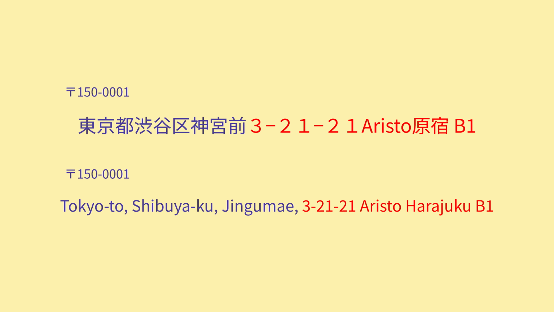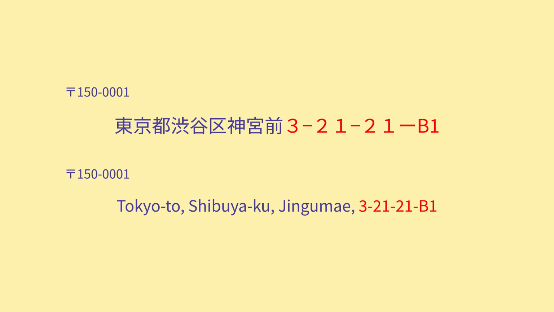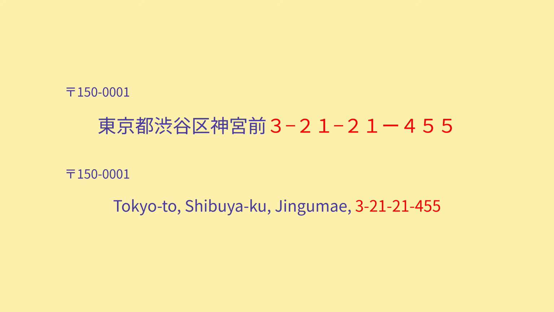Lastly, you can remove the building name and just add B1 with a dash at the end. To be honest, in real life, I haven't seen the case of adding a floor number to the end with a dash, but I have seen plenty of times where you add an apartment number, say number 455, to the end with a dash like so. However, whenever possible, it's a good idea to write your address out in full. It's good practice, and the post office will thank you.